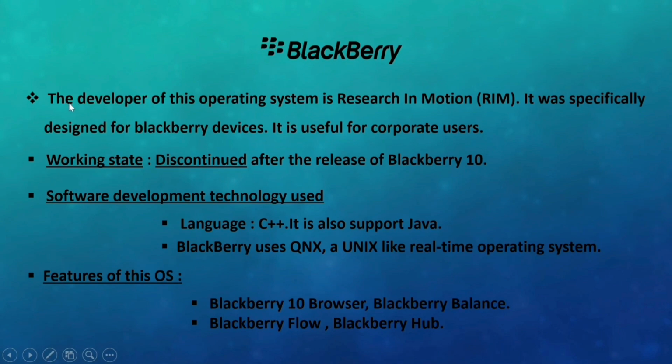Then BlackBerry mobile operating system. The developer of this operating system is Research in Motion, RIM. It was specially designed for BlackBerry devices. It is useful for corporate users. Working state: this continued after the release of BlackBerry 10. Software development technology used: language C++. It also supports Java. BlackBerry uses QNX, a Unix-like real-time operating system. Features of this OS are the BlackBerry browser, BlackBerry Balance, BlackBerry Flow, and BlackBerry Hub, which are only available for this BlackBerry mobile operating system.